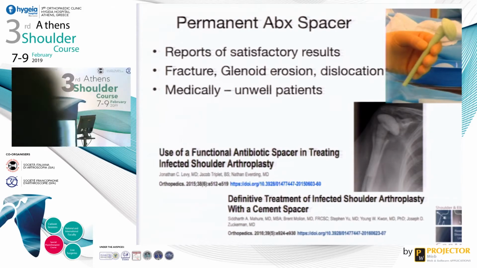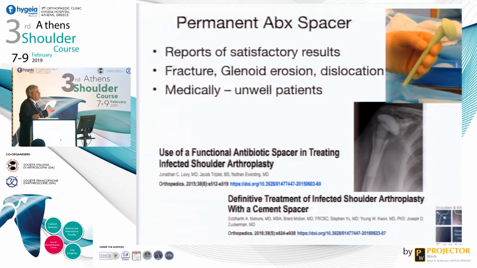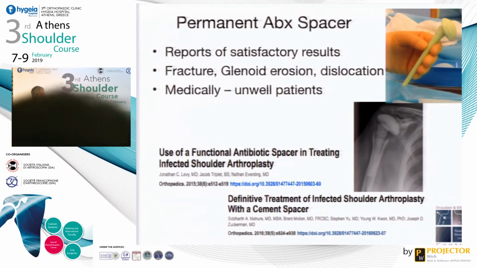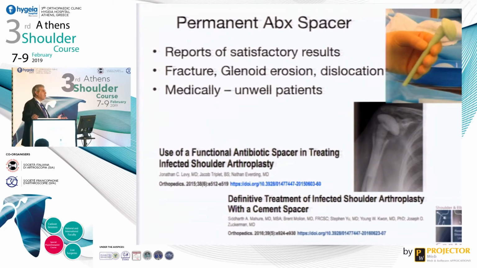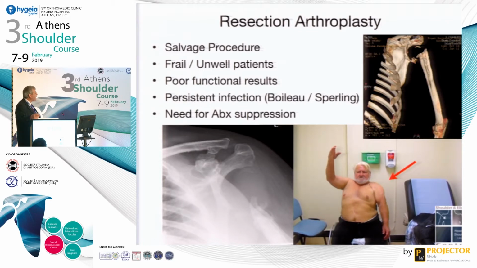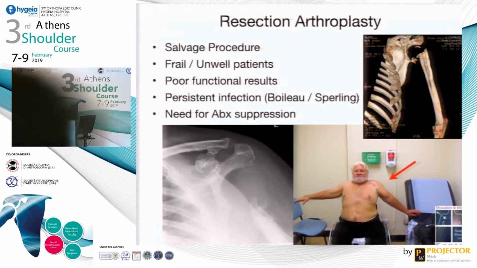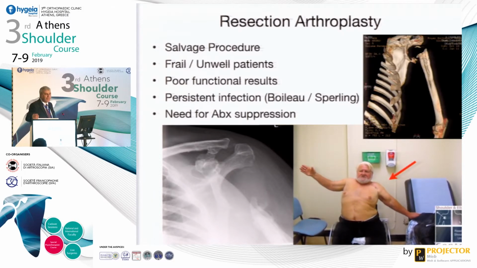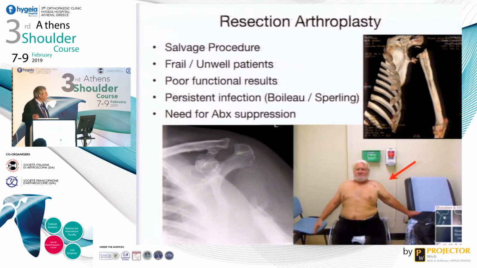So sometimes you have to leave a permanent spacer because you can't get rid of the infection, or the patient comes back to you, is not so well medically, he can't have more operations, and then you leave it there. Again, another option is resection arthroplasty, like this gentleman who was referred to me with an infected total shoulder replacement. And again, we had to do about 10 operations to get rid of his infection, and that's what's left.